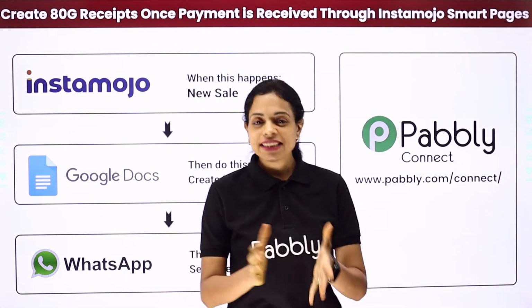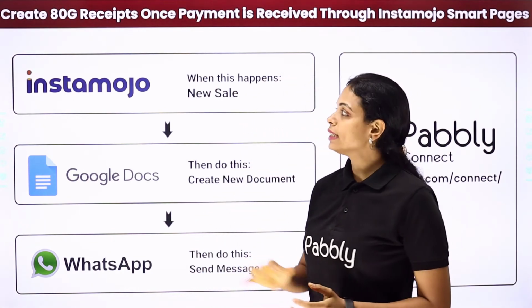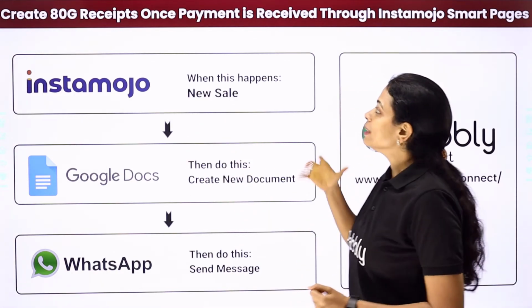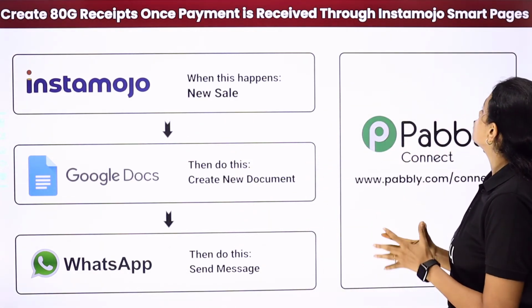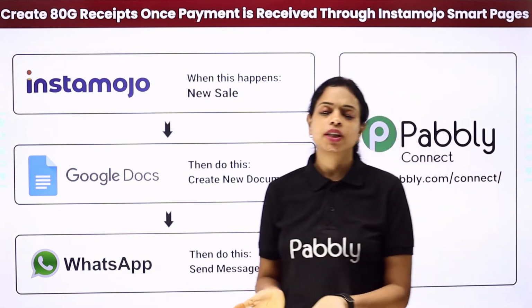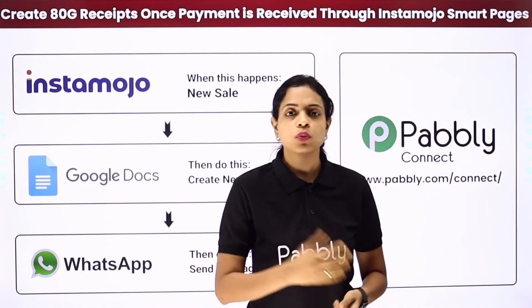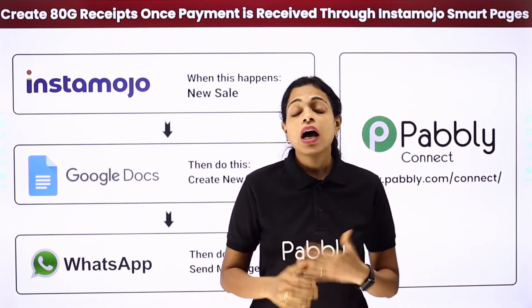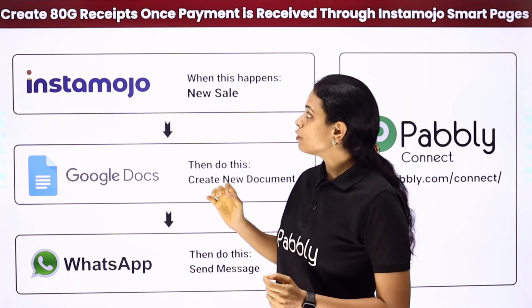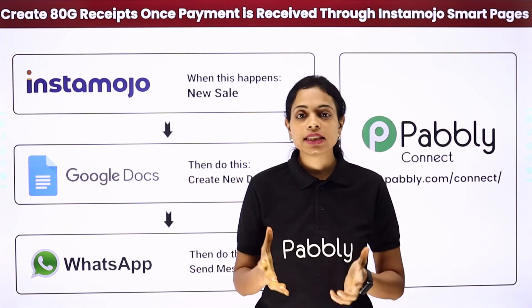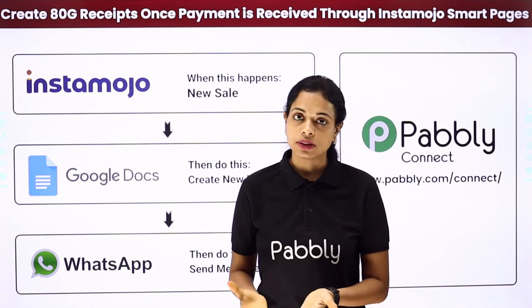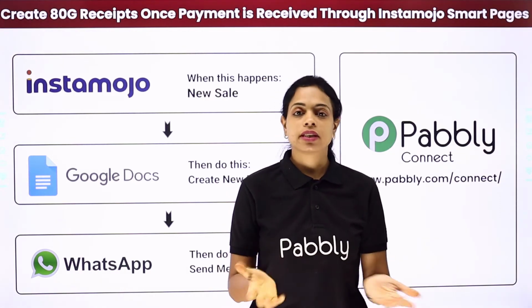Welcome to Pabbly. In this video, we are going to see how to create ATG receipts once payment is received through Instamojo Smart Page, and then share it on some social media app, let's say WhatsApp or Facebook, etc. How would you do this? First of all, you should know that ATG receipts are receipts that you get once you have made some donation, and you even get some tax rebate against them.